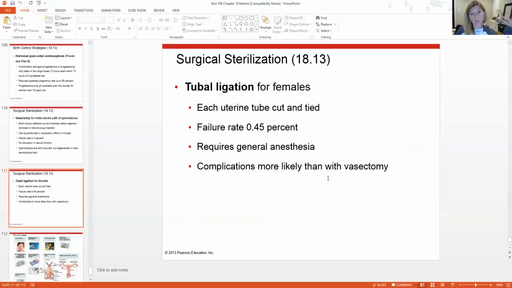The spermatozoa are still produced, but they degenerate in the male reproductive tract, so they're not actually released. There's a tubal ligation for females. This is when the uterine tube is cut or tied, or cut and tied. The failure rate is a much higher percent. It requires general anesthesia, but it's still fairly successful. 0.45% is less than 1%, right?